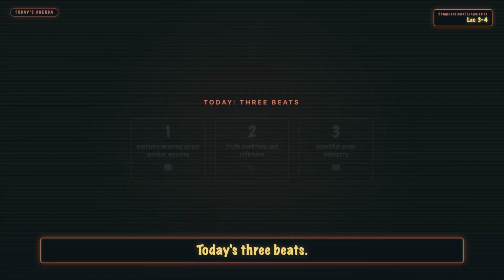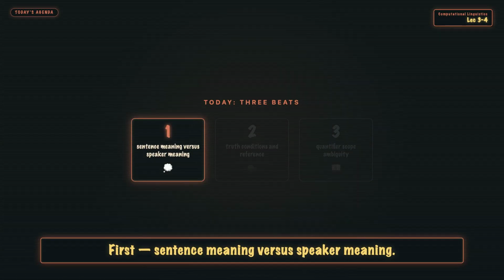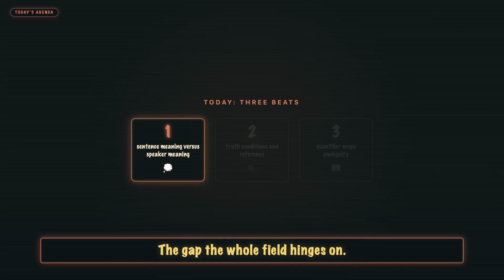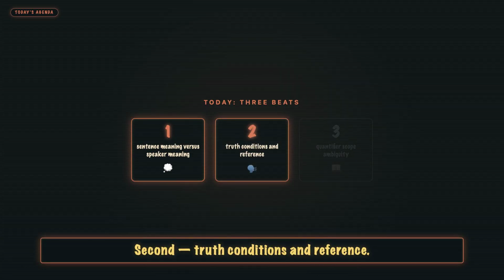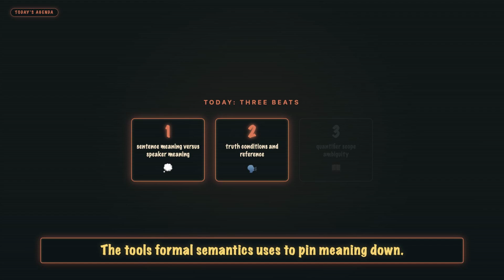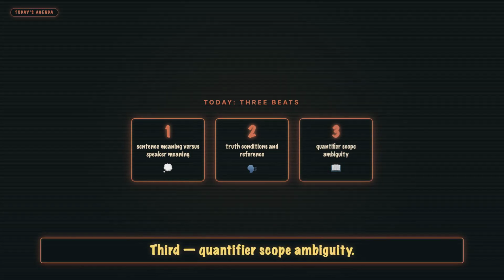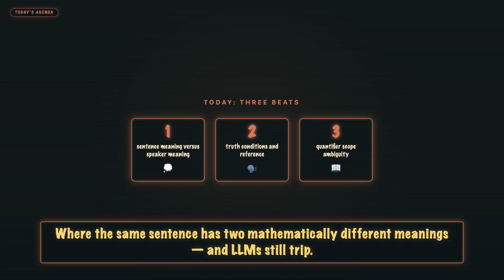Today's 3 beats. First, sentence meaning versus speaker meaning. The gap the whole field hinges on. Second, truth conditions and reference. The tools formal semantics uses to pin meaning down. Third, quantifier scope ambiguity, where the same sentence has 2 mathematically different meanings, and LLMs still trip.